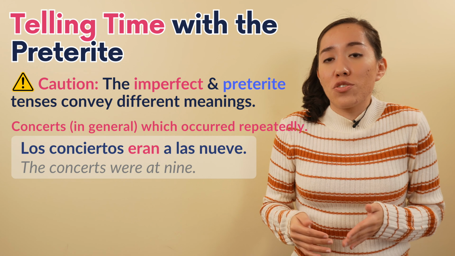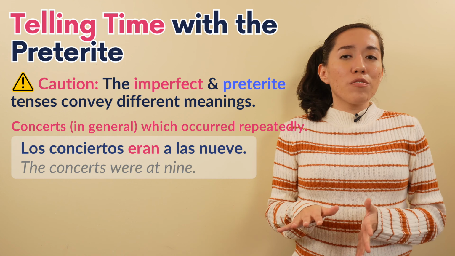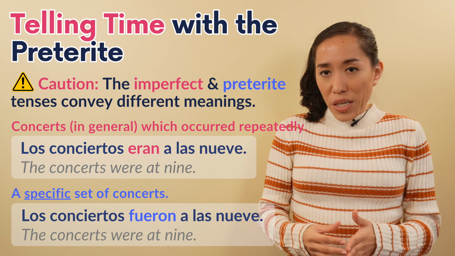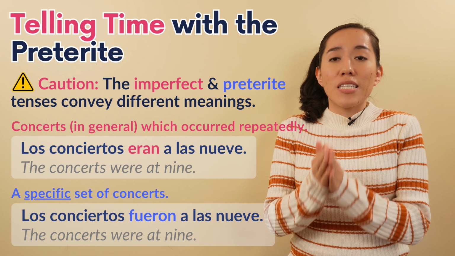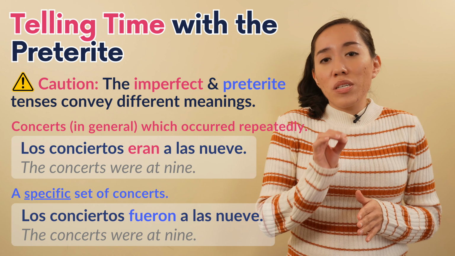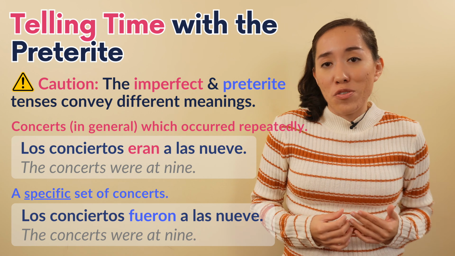With this type of actions, it's very difficult to know when they ended or when they started. Big difference if I say "los conciertos fueron a las 9." Over here, I'm referring to a specific set of concerts. So even though you're allowed to use both tenses, you need to be careful when you choose because your choice is going to impact the meaning of your sentence.